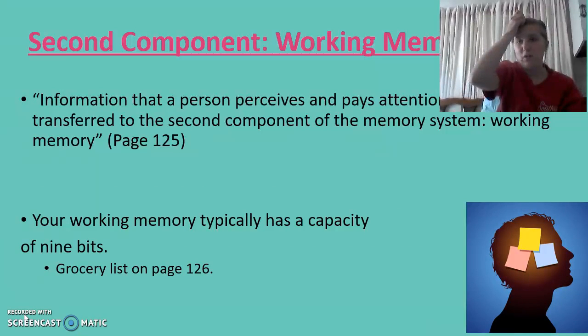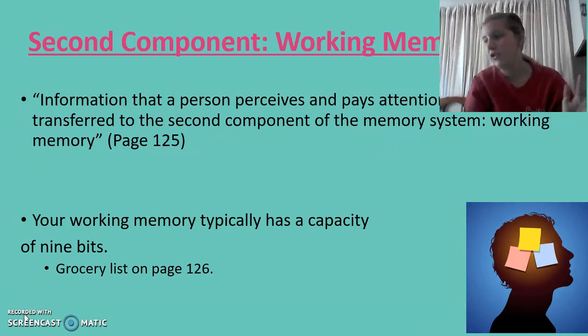The second component is the working memory or the short-term memory. This is information that a person perceives and pays attention to. It's automatically transferred to the second component, which is the working memory. So it says that our working memory or short-term memory usually has a capacity of 9 bits. So on page 126, it gave an example of a grocery list, and on the grocery list there was flour and soda pop and hamburgers, potatoes, tomato, orange juice. I mean, it was probably 20 things. And it talked about how hard it would be to memorize that shopping list before you got to the store.